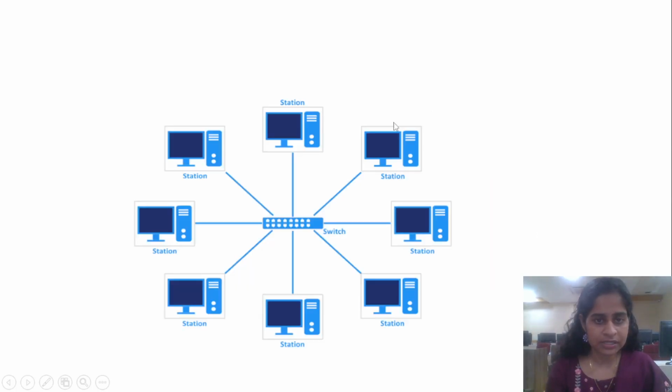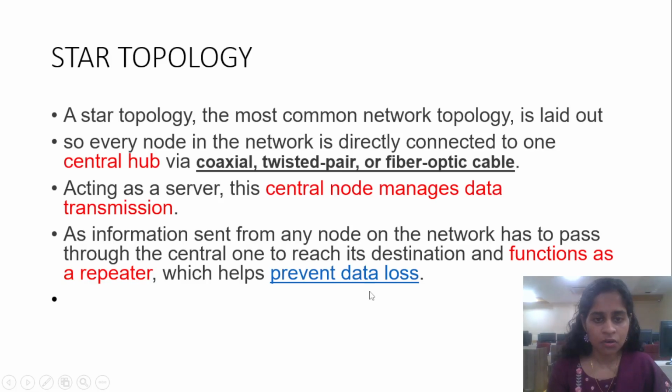So here you can see this is a star topology. We are having a central hub, can be a switch, where we have connected all the stations. So these stations are different devices which are connected to one central hub. So if this station wants to send the data to this one, then we have to pass it through the central hub. Now we can use cables, which are most commonly used. One is coaxial, twisted pair, fiber optic cables.